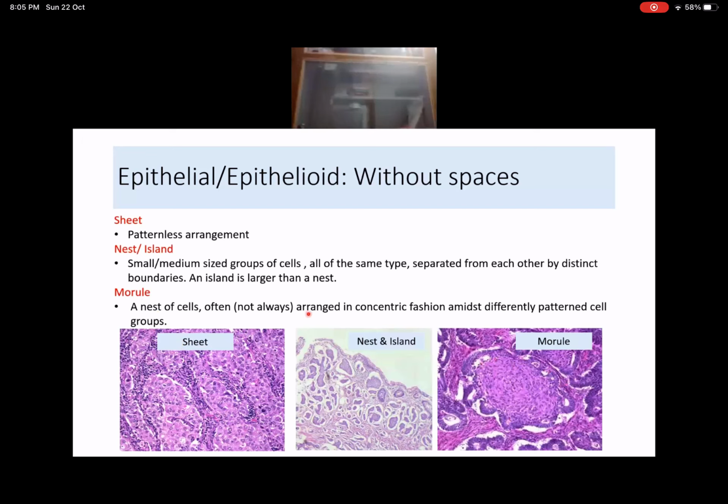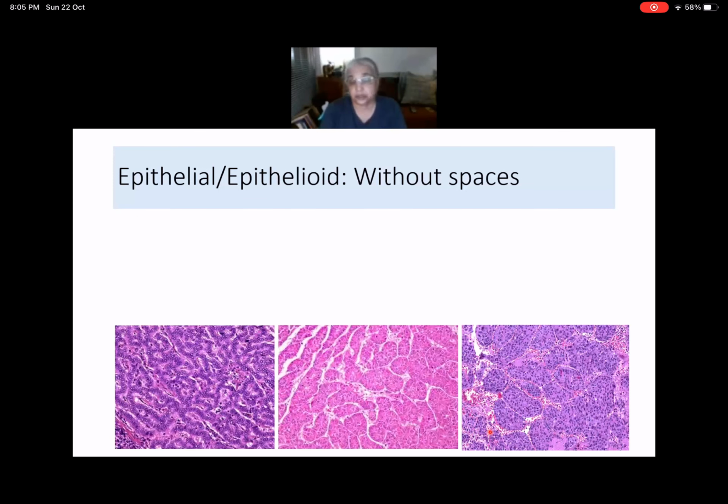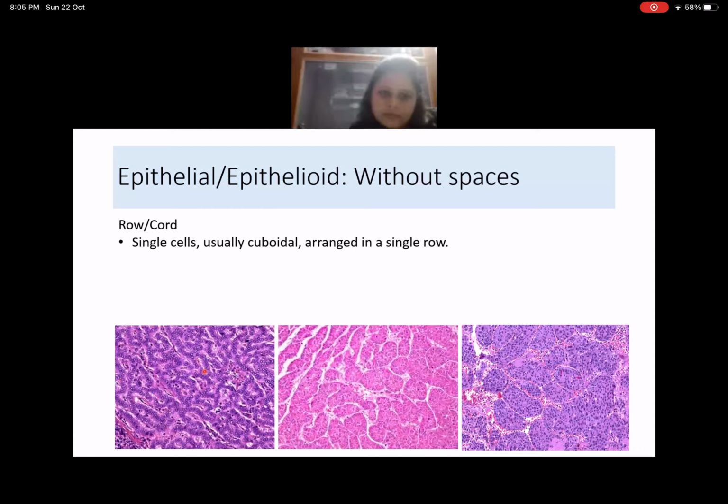And what is this? This is a module. Somebody said module. These cannot be modules, because what is a module? A module is a nest of cells, often not always, arranged in a concentric fashion amidst differently patterned cell groups. So it has to be different from whatever is around it. So that is what a module is. Now, Pratibha, can you see what is a module? It is very different from a nest or an island around it.